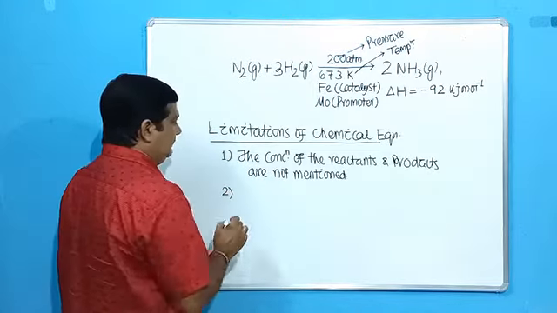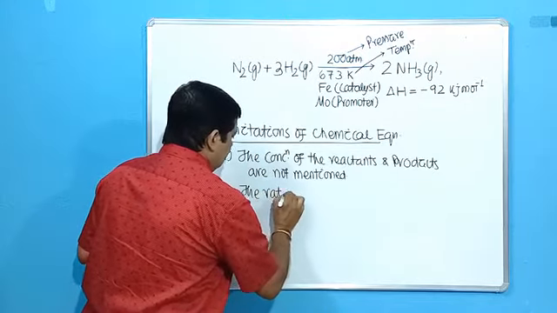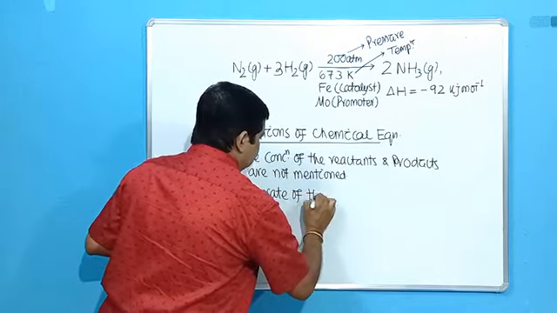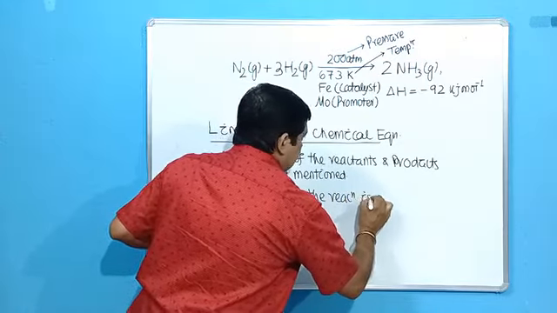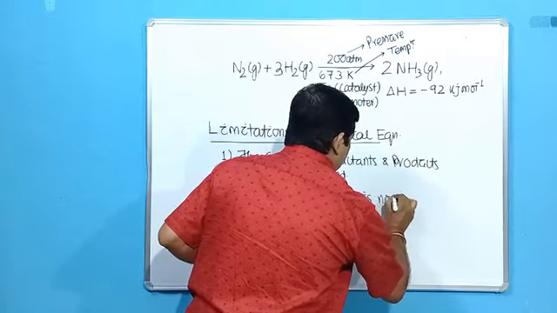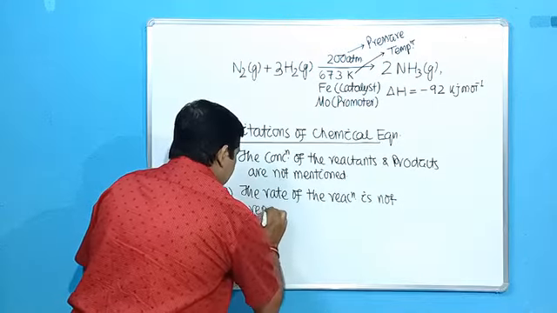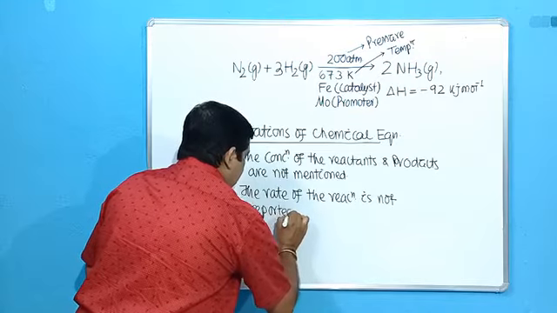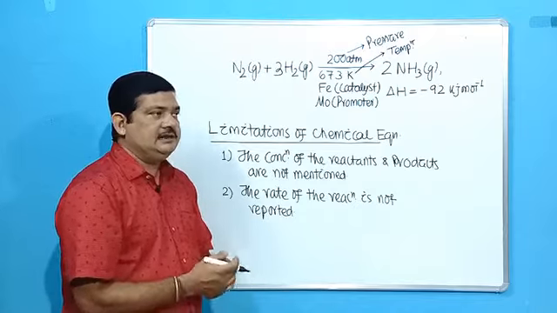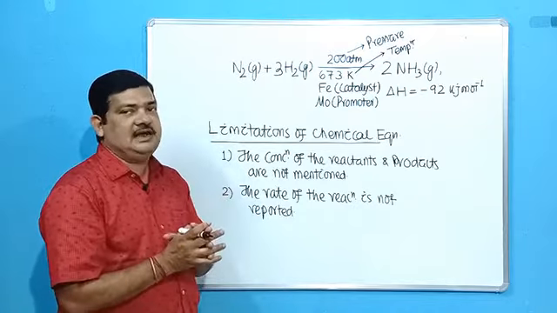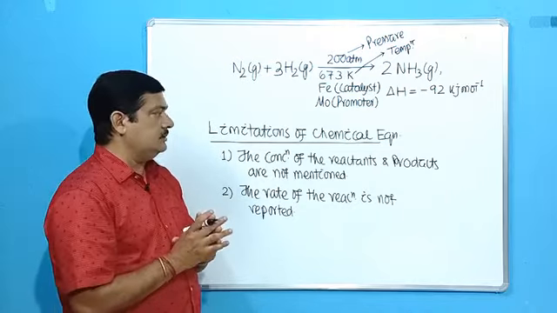Second one, the rate of the reaction is also not mentioned or reported. So these are the two limitations of a chemical equation. The rate means the speed at which these reactions take place. That is called the rate of a chemical reaction. So this is also not mentioned.